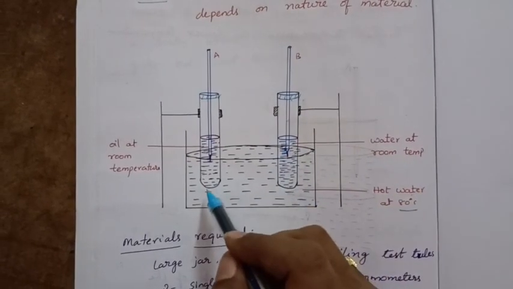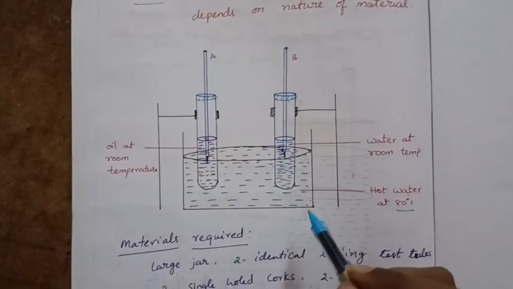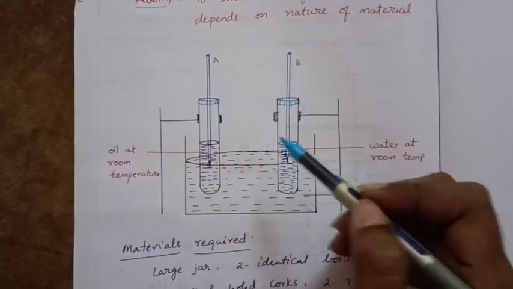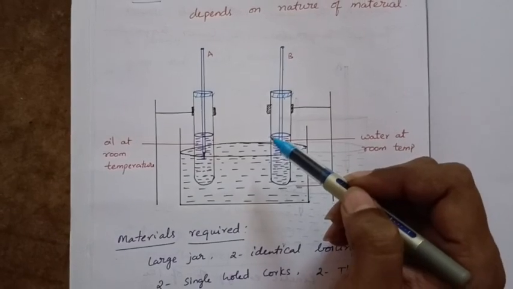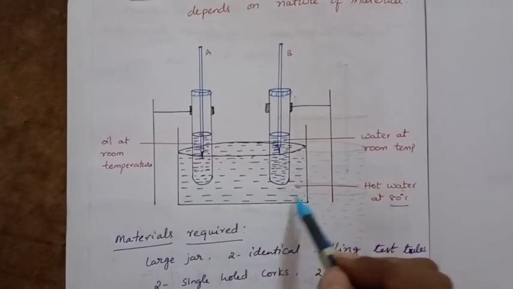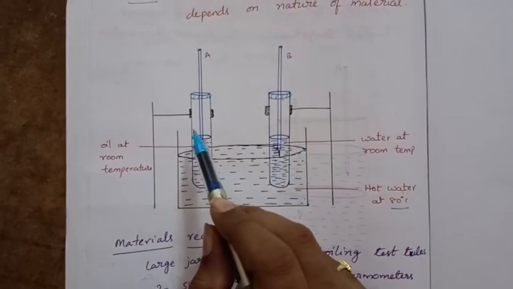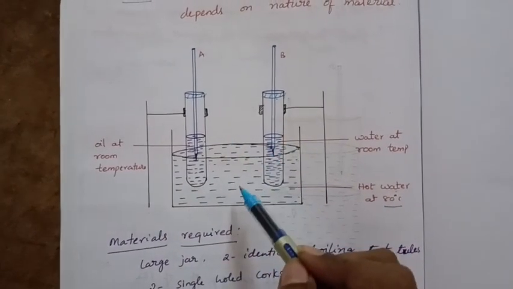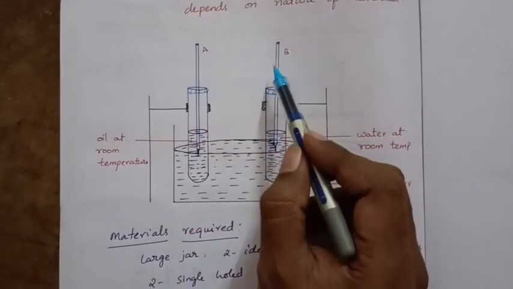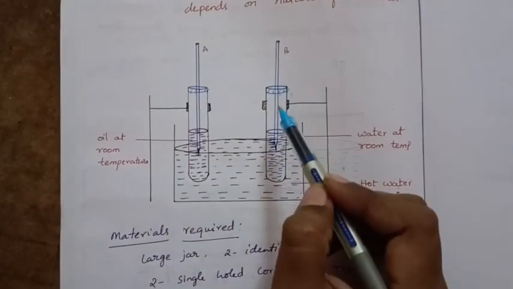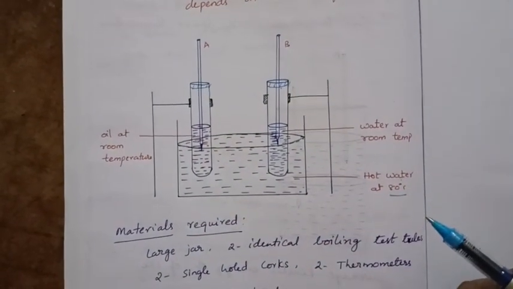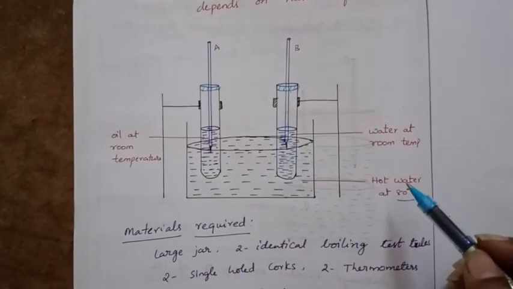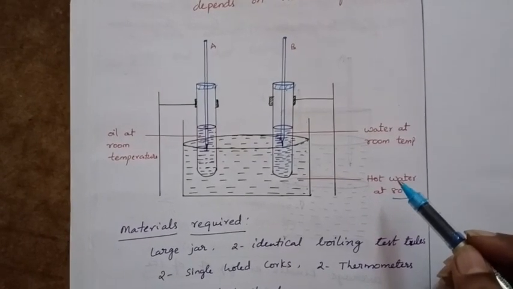Now both should be immersed in the hot water with the help of stands. And we should place two thermometers in them by using single holed corks. This is the procedure. Glass jar filled with hot water, two test tubes filled with oil and water at room temperature, placed in the hot water with the help of stands, and two thermometers placed in them to measure the temperature. Next, we should observe it for a few minutes.